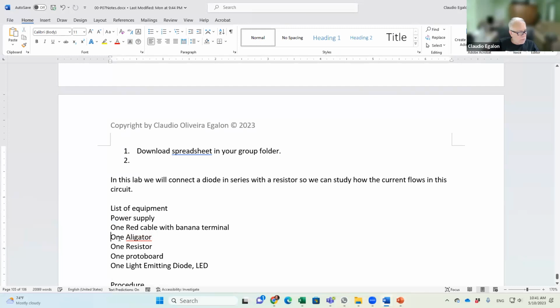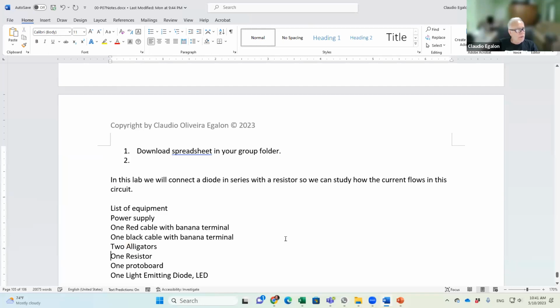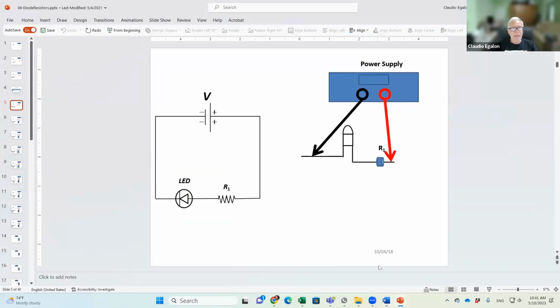I'm going to put it here with banana terminal. Two alligators. We need two alligators, right? One alligator for the red cable, another alligator for the black cable. So we close the circuit. At this very moment, we have current flowing in this circuit. Note that the positive of the battery is facing the positive side of the LED. Because of that, we have current flowing.